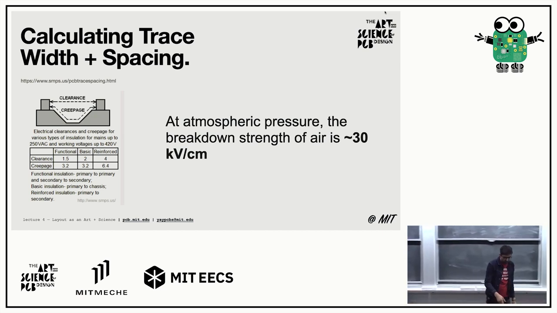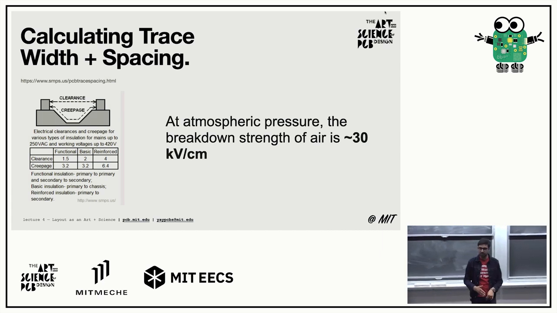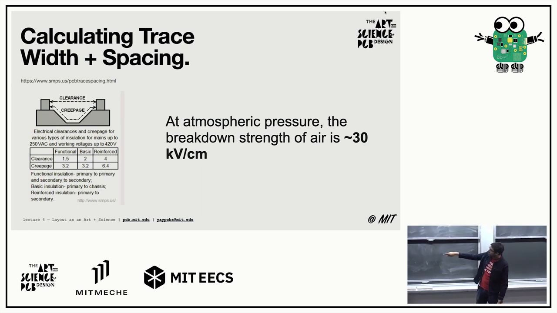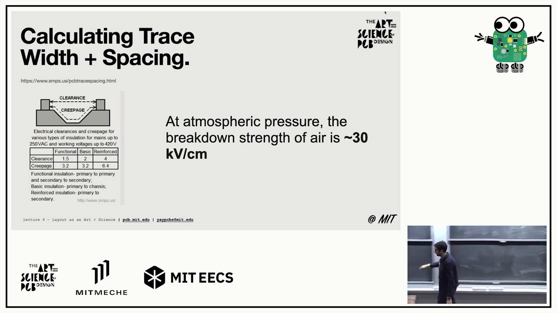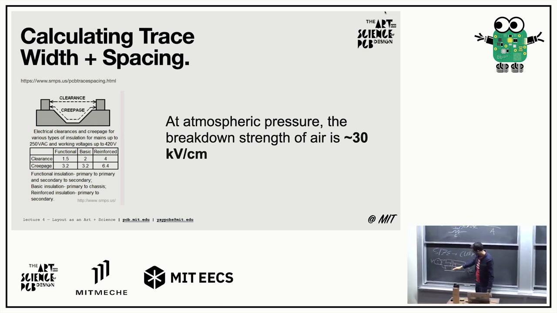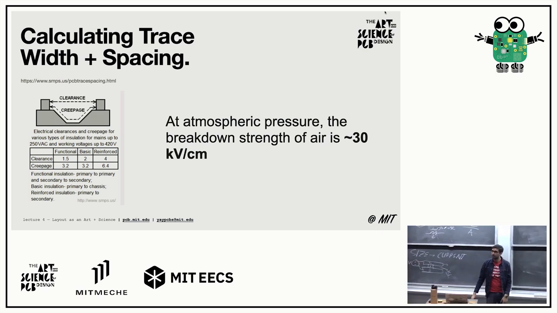On the PCB, it depends on where the traces are and how you've set your dielectrics. It'll be slightly higher or lower, depending on that. You can tell, if I want 30 kilovolts across these two things, I need at least a centimeter of space, probably more. Otherwise, I'll get an arc straight through my PCB and everything will blow up and we'll be sad.